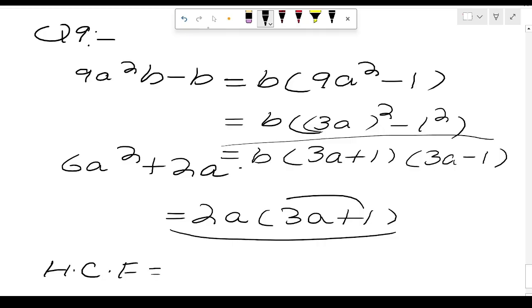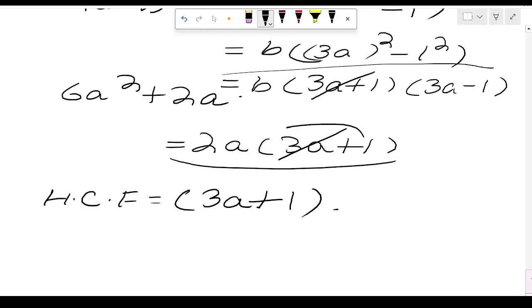So in order to find the HCF, here we have b bracket 3a plus 1 and 3a minus 1. Here we have 2a bracket 3a plus 1. So what is the common between these two? 3a plus 1 is common. So this is my HCF.